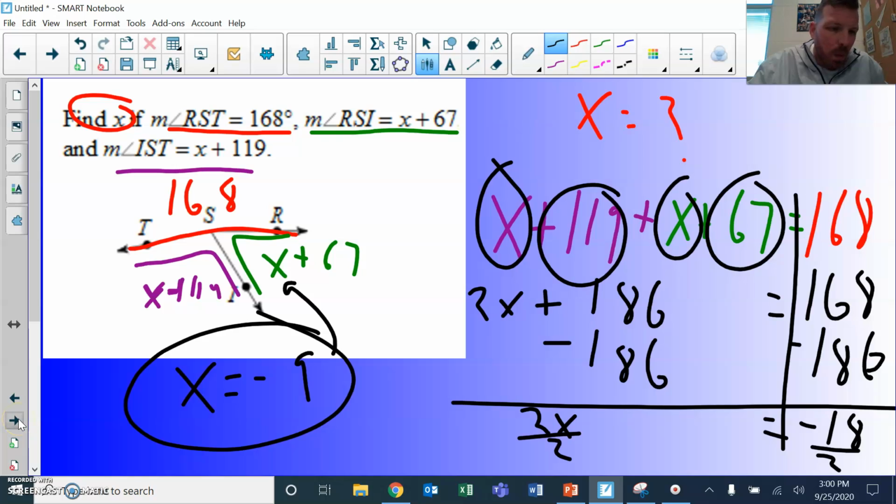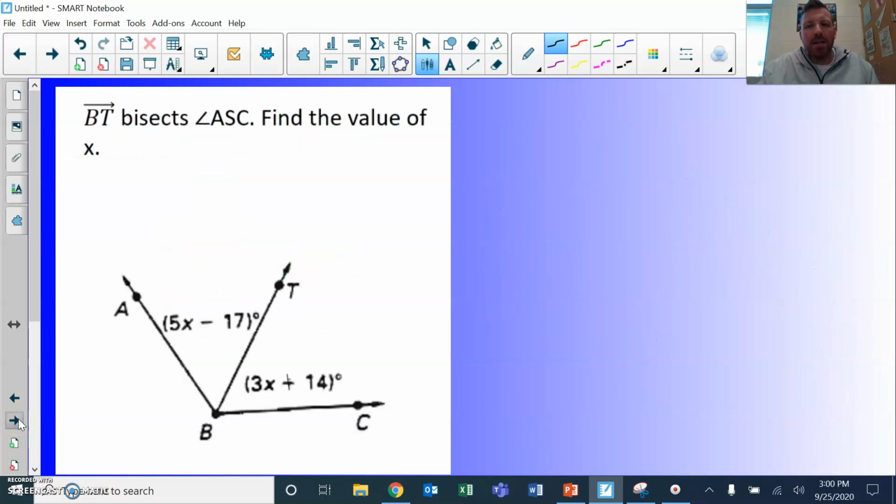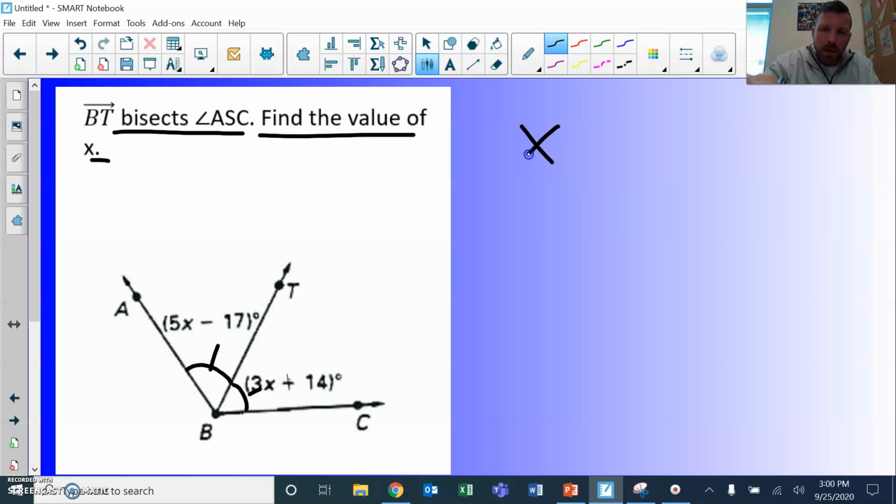All right, let's keep going. I think I got one more problem. Oh yeah, a bisector problem. All right, so look, BT bisects. We know that that means that this is congruent to this. Find the value of x. So we're, again, looking for x.